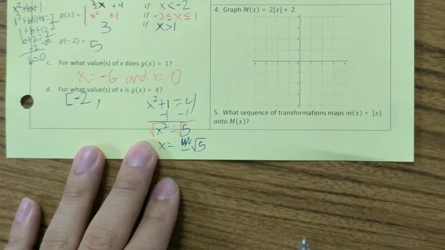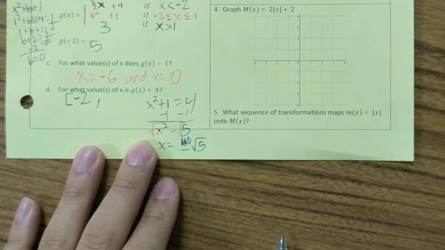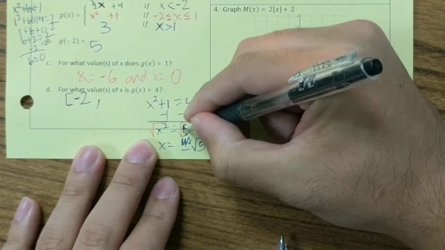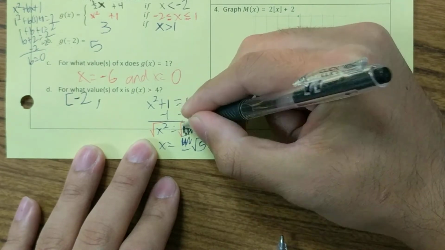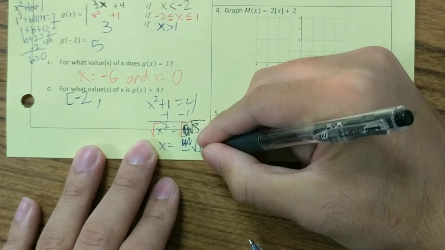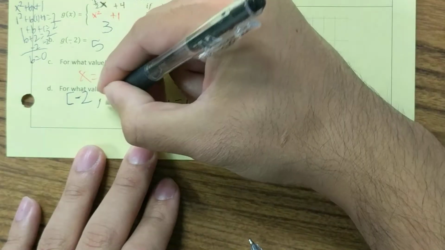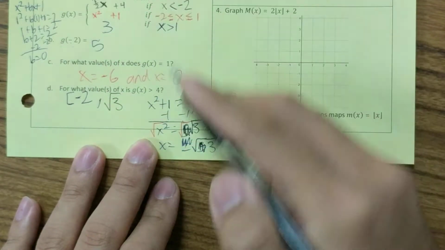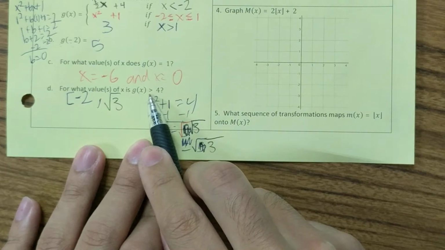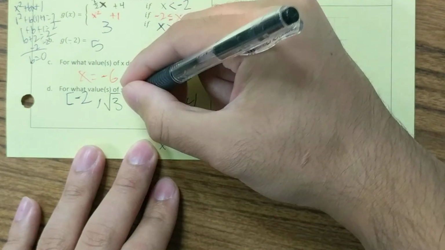Oh, sorry, this should have been 3. 4 minus 1. Okay, but then the next step is the same. You would square root both sides, so you would get square root of 3. And because the symbol does not have the equal sign, I use the parentheses, not the bracket.